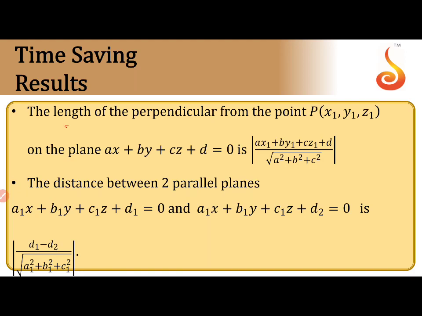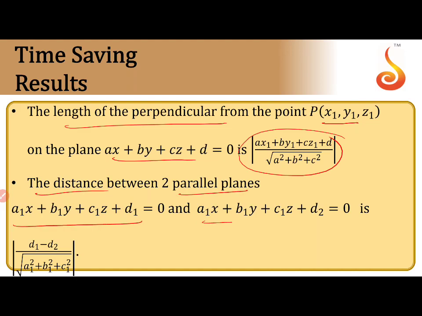Next is the length of the perpendicular from a point to a plane, already discussed just now. Modulus of a x1 plus b y1 plus c z1 plus d by root over a square plus b square plus c square. Next, the distance between two parallel planes. Two planes are parallel means they differ only in constant terms; the remaining coefficients are always the same. The formula is modulus of d1 minus d2, the constant term difference, by root over a1 square plus b1 square plus c1 square. This gives the distance between parallel planes.